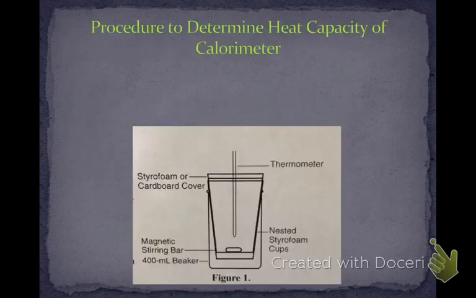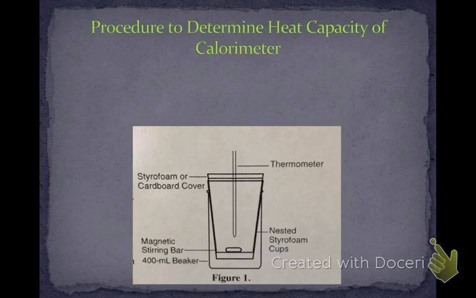The procedure for determining the heat capacity of the calorimeter is on page 3 of your lab handout, so you may want to turn to page 3 to follow along. I'm going to use the diagram on the screen to give you info on how you would actually perform this lab. So you want to have your calorimeter ready. You can see that I have nested styrofoam cups, a cover on top of the cups to keep the heat in so none escapes into the environment, and a thermometer to check for temperature change.